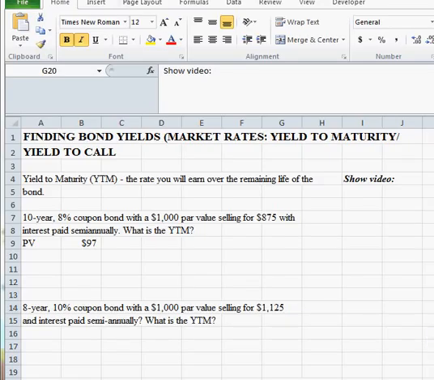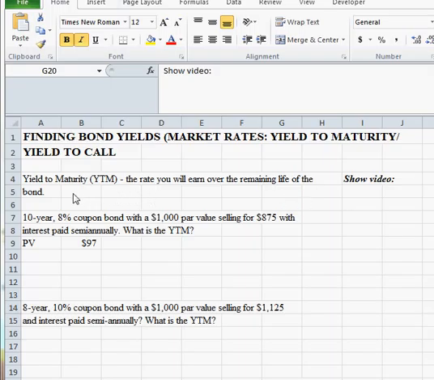There are two types of bond yields we have problems for in the chapter of your book, and one of those is just the yield to maturity, which is the rate you're going to earn if you hold on to the bond until it matures and is cashed in. And the second one I'll show here in a minute, and that is the yield to call. So what yield would you get if a bond was callable and got called? So the first one we're going to tackle here is yield to maturity.